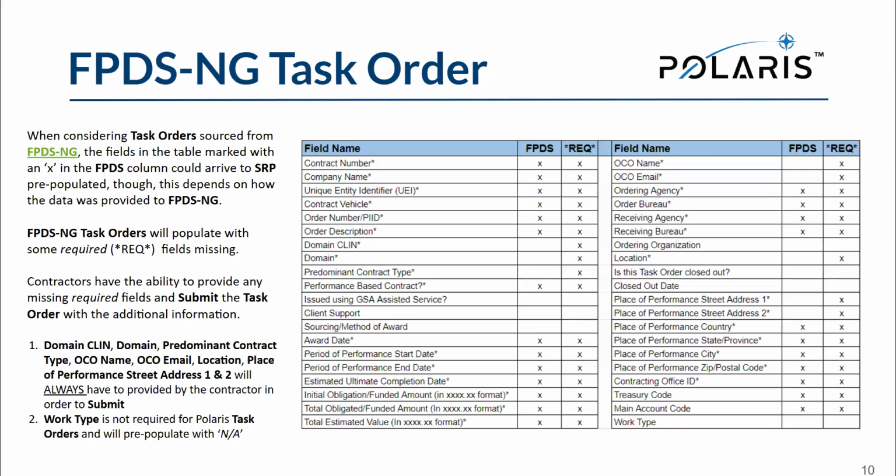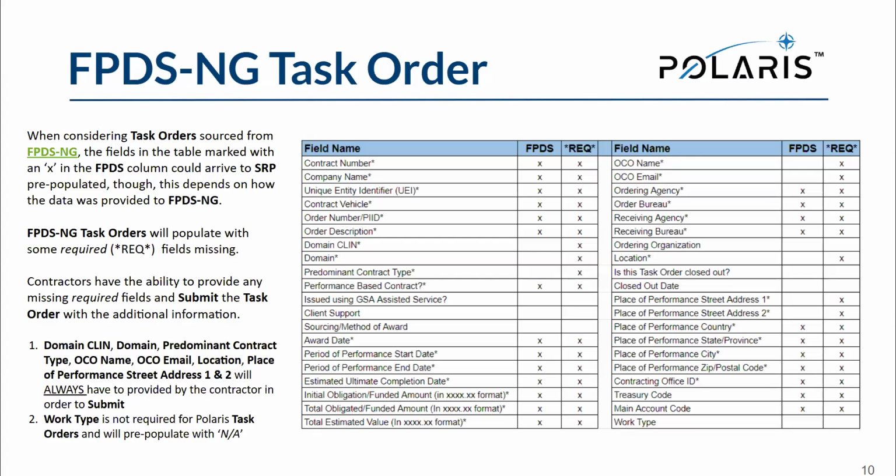When task orders are sourced from FPDS or Assist, the fields in the table marked with an X under the FPDS column are items that could pre-populate into SRP. Depending on how the data was entered into FPDS, it would determine the kind of data that will come into SRP. Note that FPDS task orders will populate with some required fields missing.